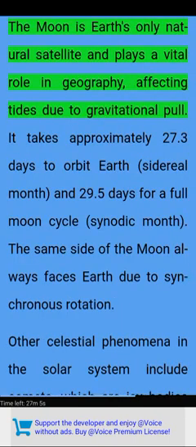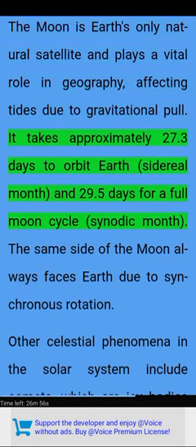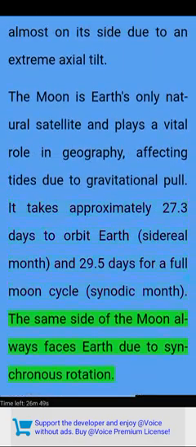The moon is Earth's only natural satellite and plays a vital role in geography, affecting tides due to gravitational pull. It takes approximately 27.3 days to orbit Earth, the sidereal month, and 29.5 days for a full moon cycle, the synodic month.